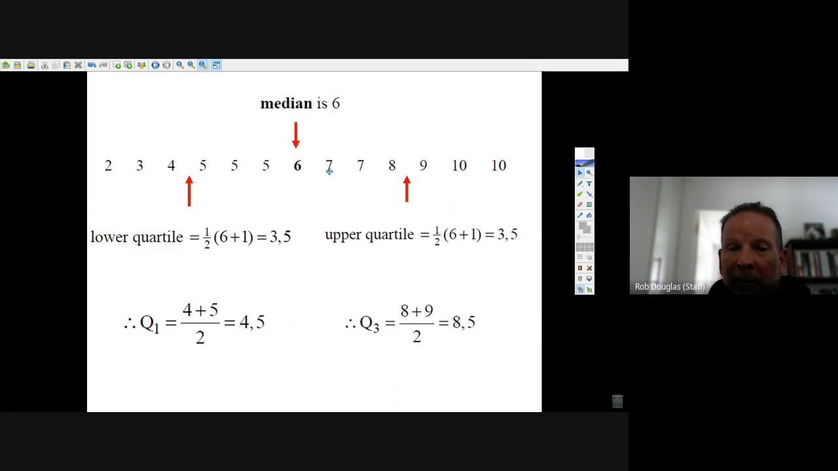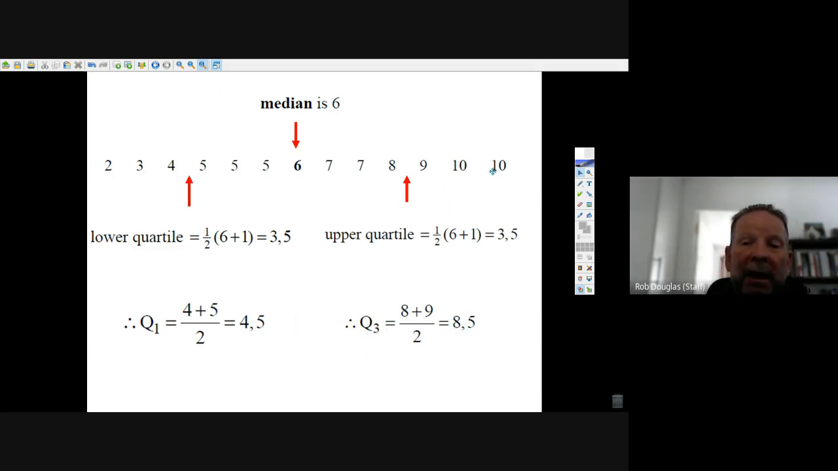Let's look up here. We've got 6 numbers here, 6 positions. So 6 plus 1 divided by 2, the 3.5 position, it's right in the middle of 8 and 9. So we find the average of 8 and 9. 8 plus 9 divided by 2, and the third quartile is 8.5.